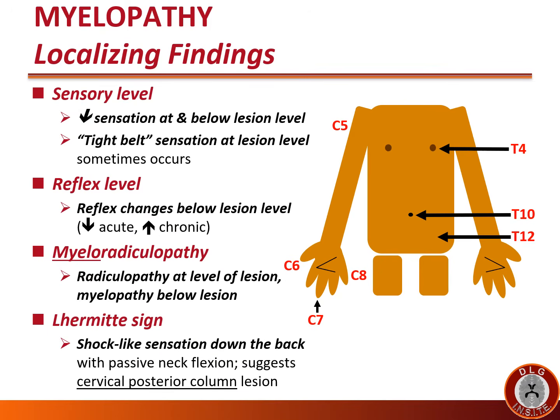In trying to find out where in the spinal cord the lesion is, look for the sensory level on history as well as on exam. On exam, it's decreased sensation at or below the lesion level. But also, patients often have a tight belt sensation at the lesion level by history, and that helps you a lot. There also are reflex levels.